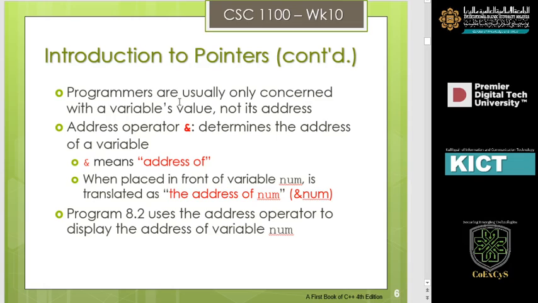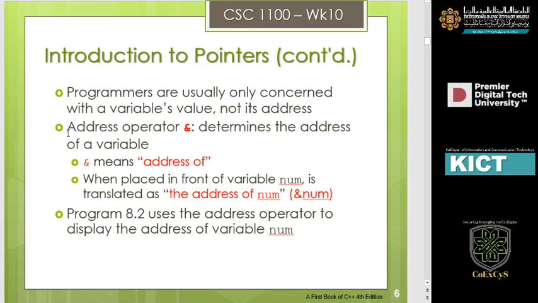So in C++, there's an address operator, ampersand. It's this symbol over here, that determines the address of that variable. Ampersand means address of something. When placed in front of a variable, suppose you have a variable num, then it is translated as the address of num. So when you have an ampersand in front of a variable, you know that this is the address of num.